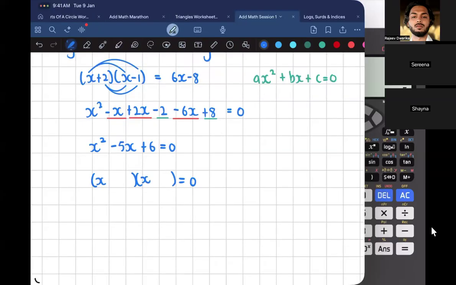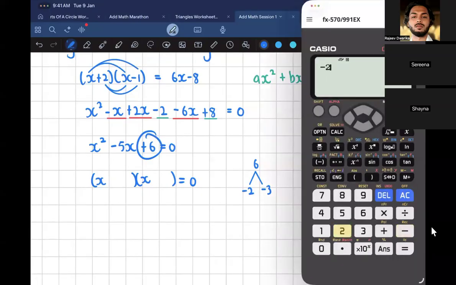And Serena, what would I have to multiply to get 6 and add to get minus 5? Negative 2 and negative 3. Right. Remember, negative by negative is a positive, so 2 by 3 is positive 6. We get the last term, and if you add minus 2 and minus 3, you'll get minus 5. If you don't believe me, watch: minus 2 plus minus 3 is minus 5.